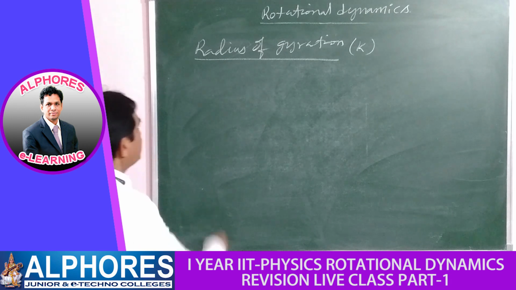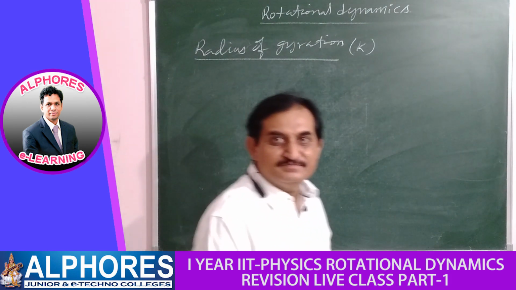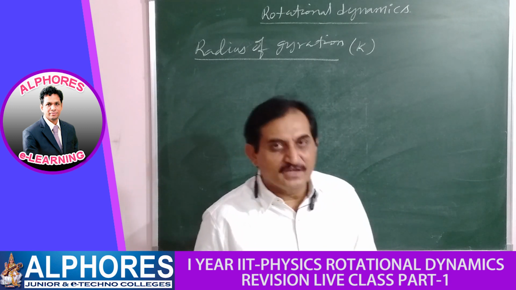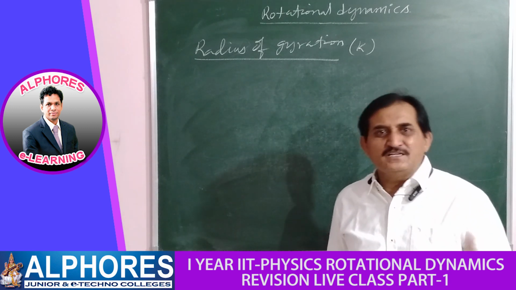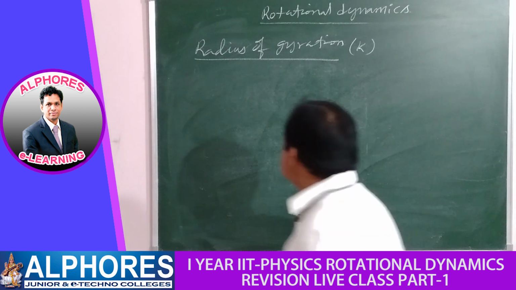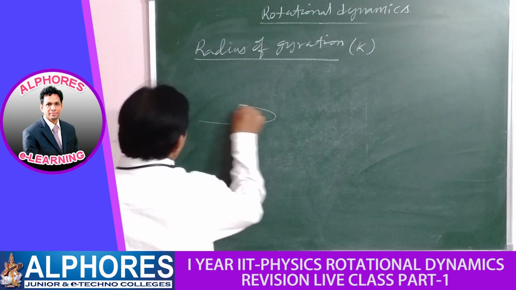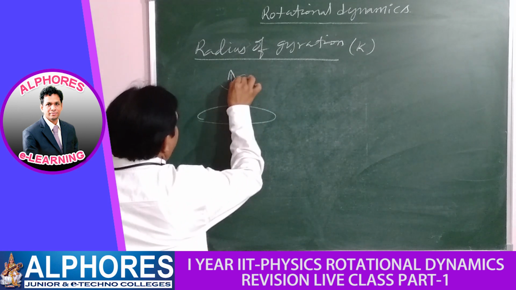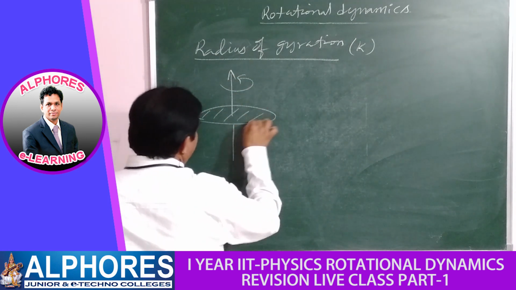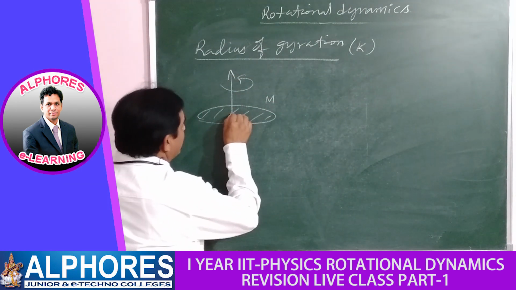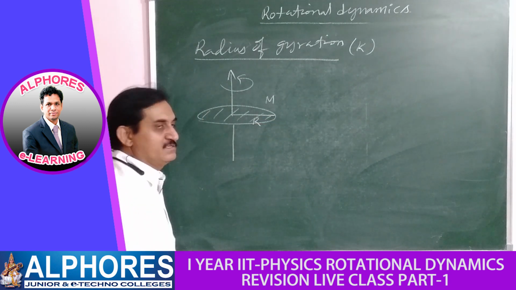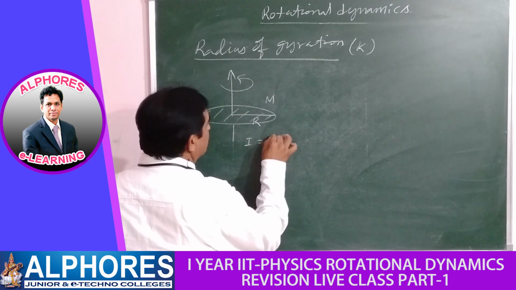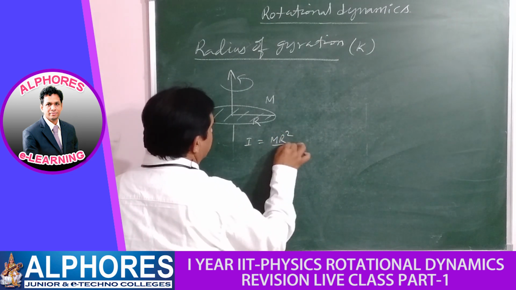Okay, next, the radius of gyration K. What does it mean? What exactly is the radius of gyration? Let us consider a regular body, suppose a circular disc rotating about its central axis, whose mass is capital M and radius is capital R. Its moment of inertia I is equal to MR square by 2.